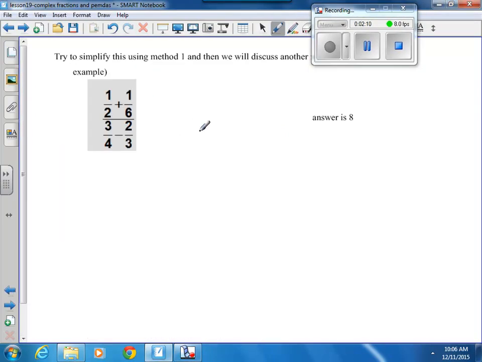All right, now let's continue with method one on this more complicated version, and then I want to start to talk about another way to deal with these complex fractions. But for now, let's view this fraction bar right here as a division symbol. So let's add these, then subtract these. Let's deal with it in bits, and then turn it into a division problem.